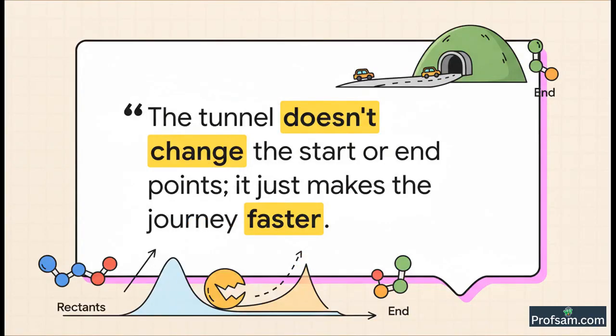And this picture shows us a very crucial point. The enzyme does not change what you start with or what you end with. The starting point and the ending point are the same. It only changes the path. This is a common point of confusion for many students, so please remember, enzymes do not provide energy. They just lower the energy barrier for a reaction that was going to happen anyway.